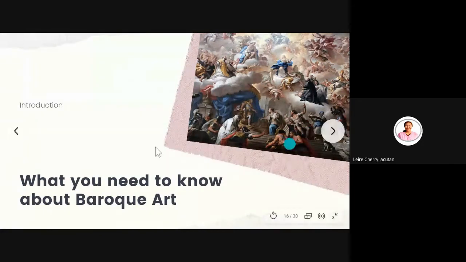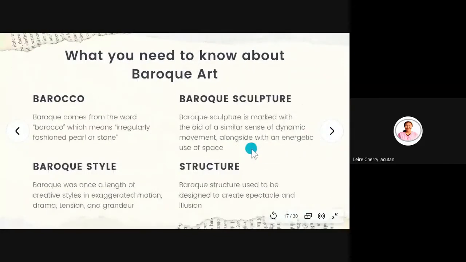Kaya masasabi natin na yung Baroque art, siya yung pinaka-engrande sa lahat. So ano ba yung mga characteristic ng Baroque art? First, we have to know that Baroque came from the word Barocco, which means irregularly fashioned pearl or stone. Nung panahon na iyon, kapag meron kang irregular shape o Barocco, sobrang precious nun or sobrang mahal nun kasi it's very unusual, kasi 'di ba usually ang size ang shape ng pearl is round lang. Pero kapag naging irregular yung shape niya, it becomes so precious.